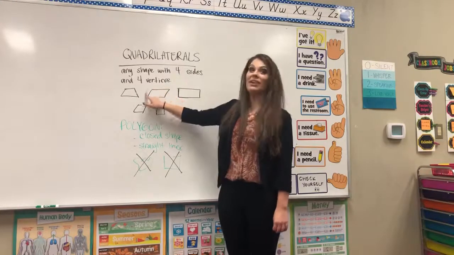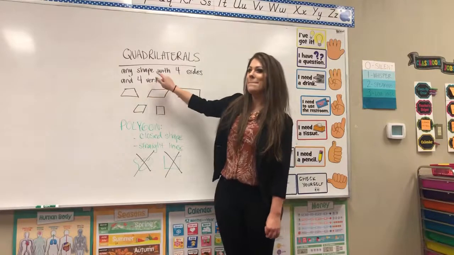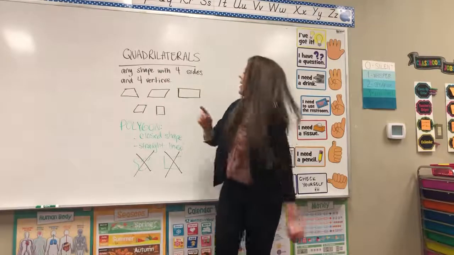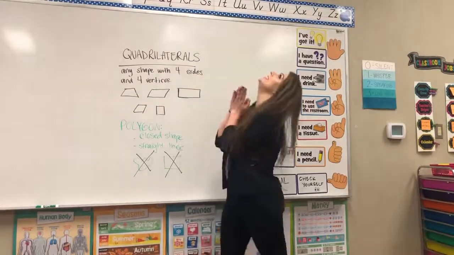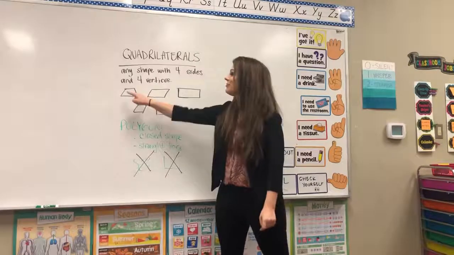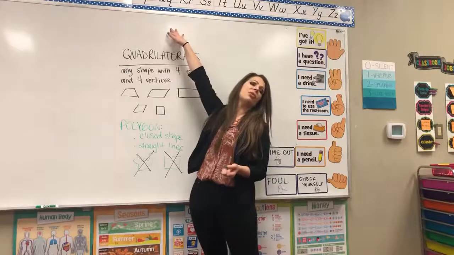This side looks parallel and this side looks parallel, so it must be a parallelogram. And how about this one? Ooh, that crazy name. What is that crazy name? Trapezoid. Yes, we've got our trapezoid. And so these are quadrilaterals. Yes, of course they are.